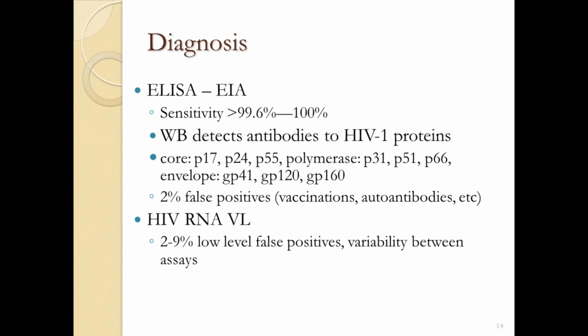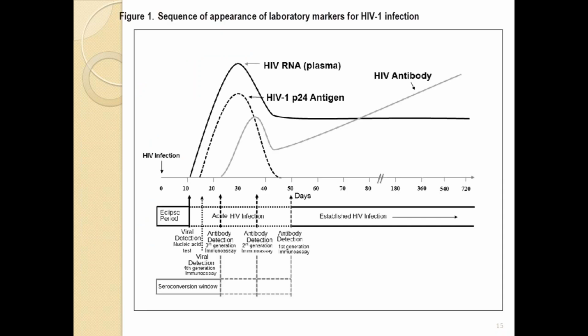Viral loads are useful in some settings, but never for diagnosis unless you're suspecting acute retroviral syndrome, because there's about a 2 to 9% low-level false positive rate and variability between the assays. So it's not going to be as sensitive or specific as we need. So for a positive rapid or a positive ELISA, it needs to be followed up with the Western blot.